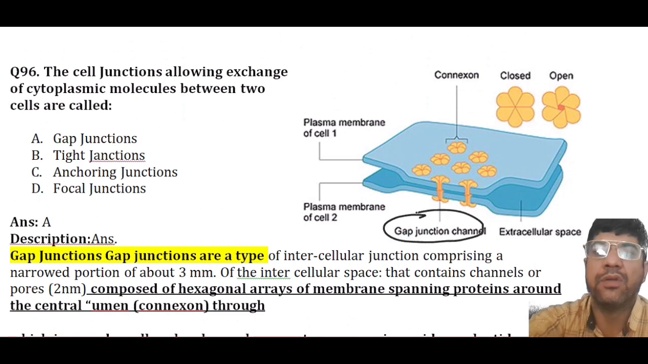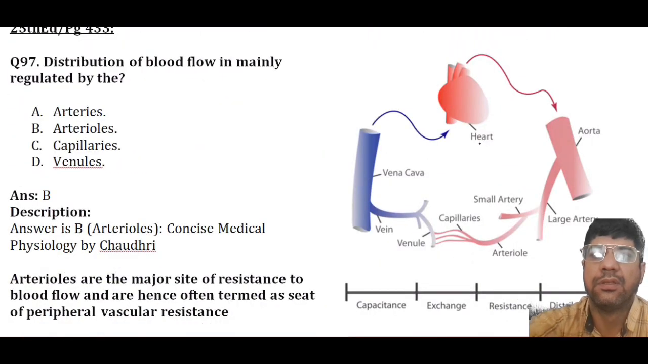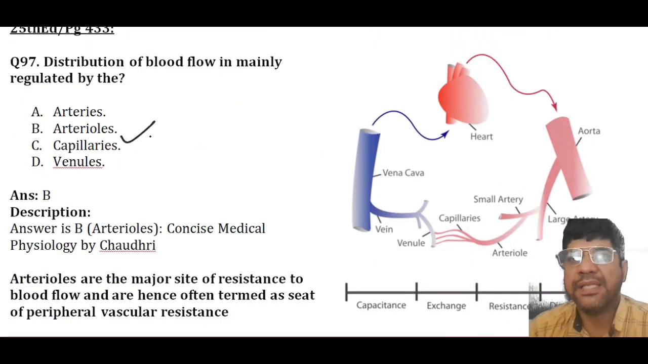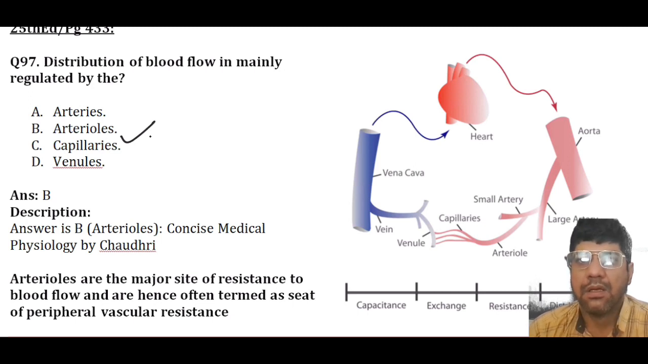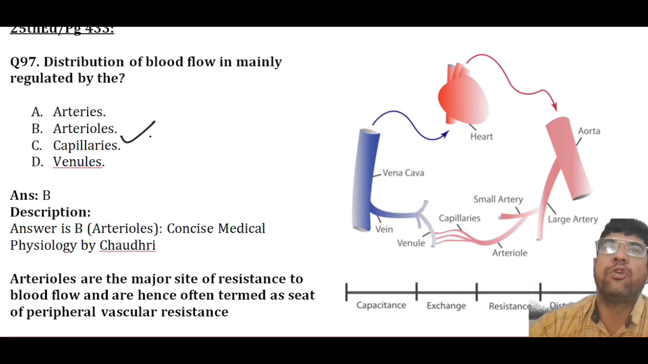Already discussed, this question was already discussed before too. The distribution of blood flow is mainly regulated by arterioles. Arterioles are the major site of resistance to blood flow in the circulatory system. So by changing their diameter, arterioles can significantly influence the resistance to the blood flow in the different vascular beds. So that determines how much blood is delivered to various tissues. So option B is correct.